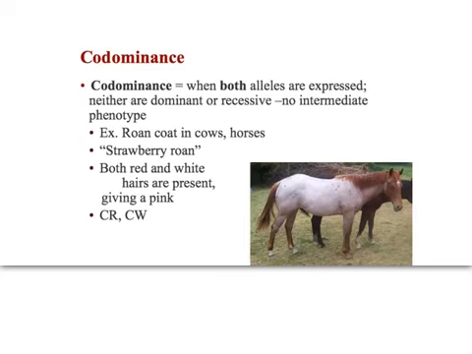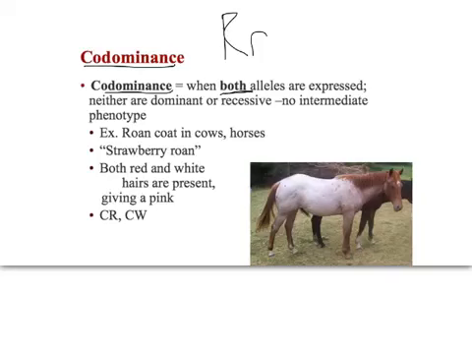The next example is codominance, and this looks really similar to incomplete dominance, but they're not the same thing. Codominance is when, if you have the heterozygote, both alleles are expressed. So it's not a blend. Instead, you show both alleles. Neither is dominant or recessive. They're both present.